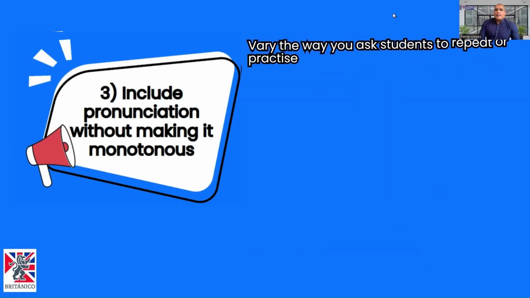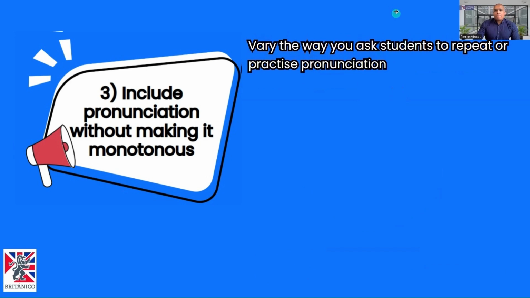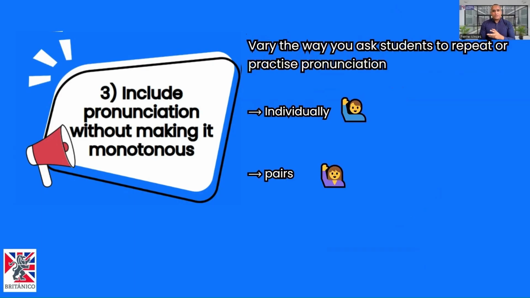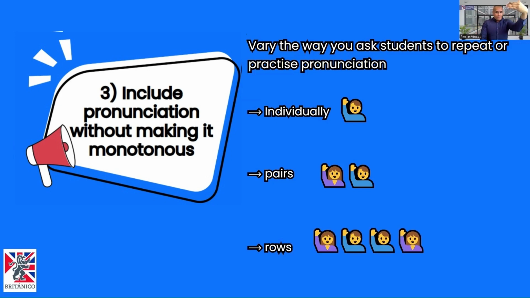Now, let's look at the next tip. We need to vary the way we ask our students to repeat or practice pronunciation. We mentioned that choral repetition is monotonous. So what if we nominate the students? We mention their names. Okay, Juan, you try. Then it could be done in pairs, Juan and Sandra. And if this is a big classroom, you can ask them to repeat in rows. Okay, please, the front, the back.